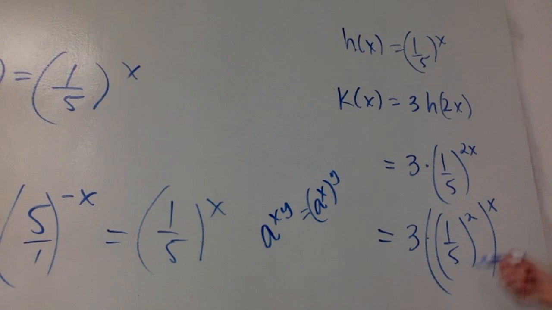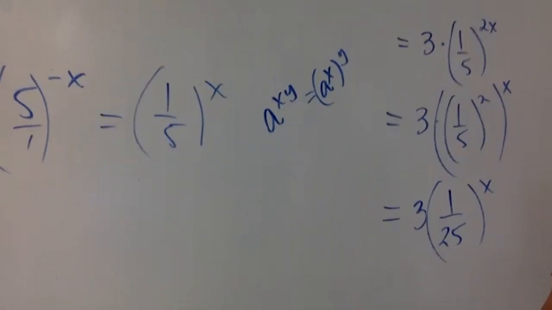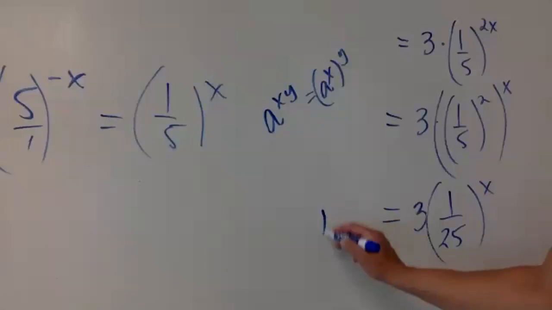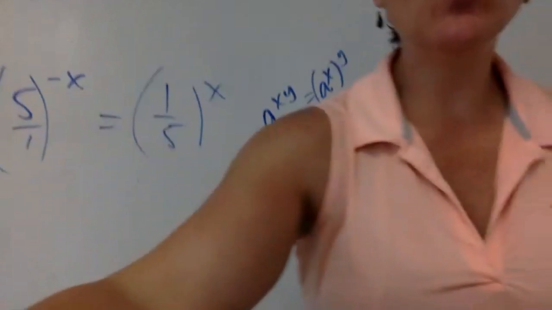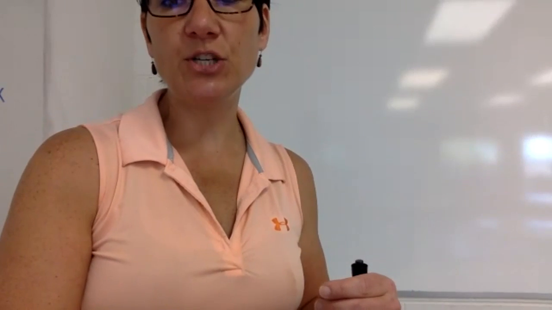That's what you want to do. So when you do squared, I hope you're all like, well, 1/5 squared is 1 over 25. So that's 3 times 1 over 25 to the x power. And that's what k of x is equal to. So when you're doing this, you're not solving for x, you are just using your laws of exponents to understand how function notation works, okay?